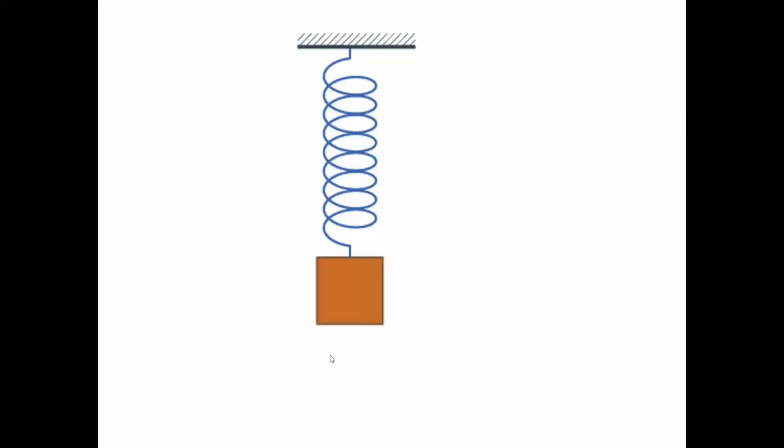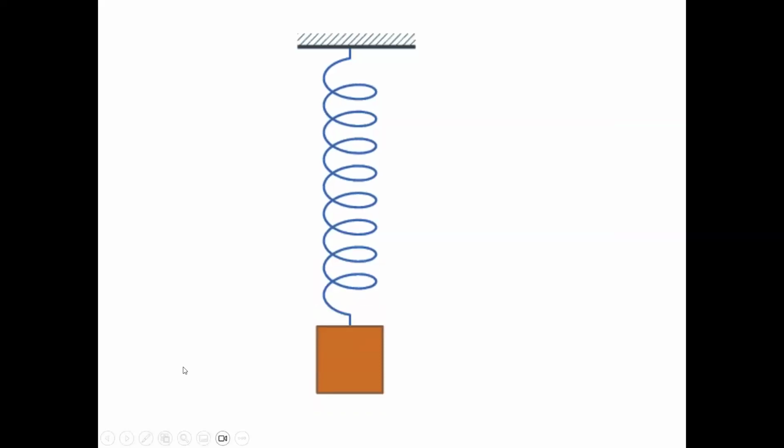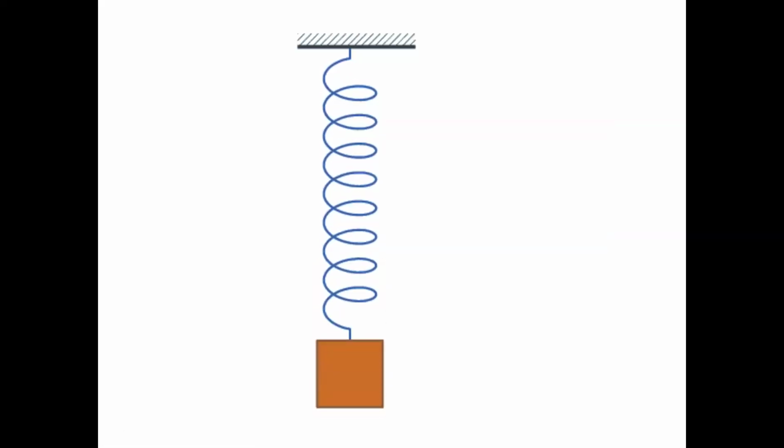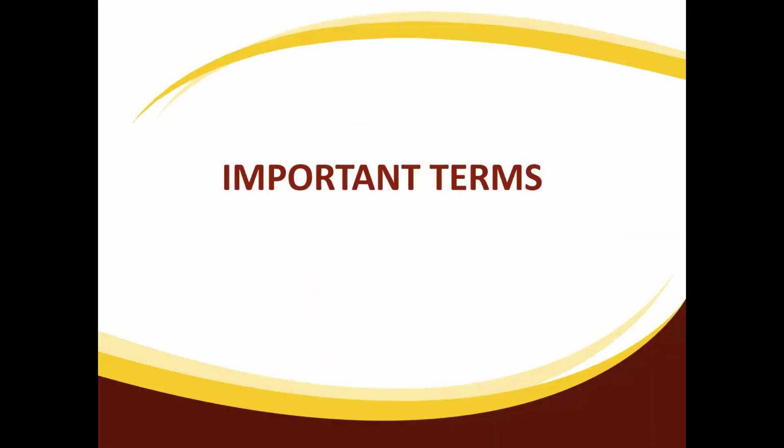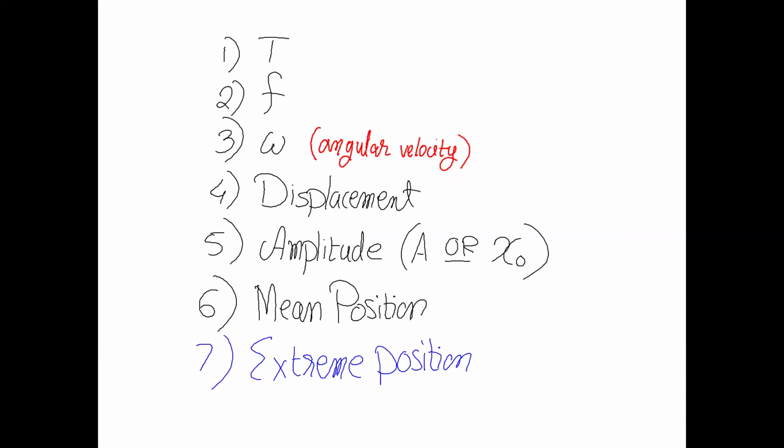Now, look at this. This is called oscillation. When an object is moving up and down about a fixed point, it is called oscillation.